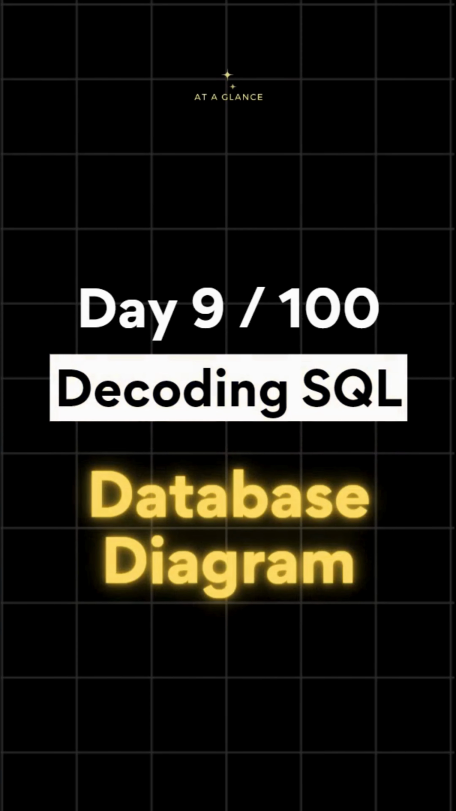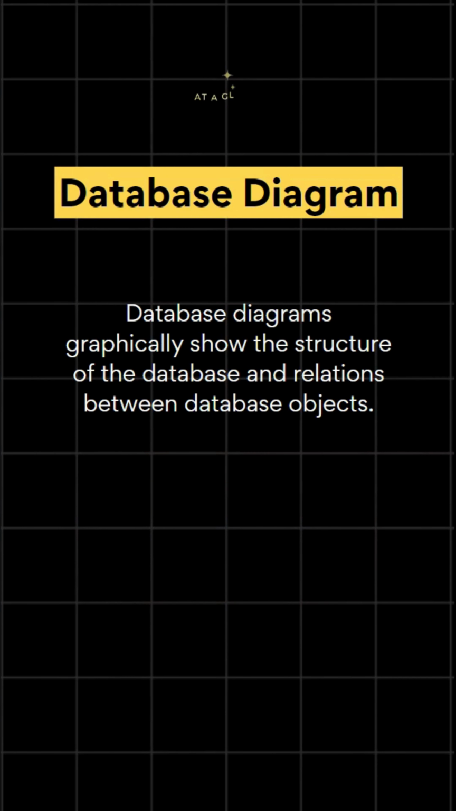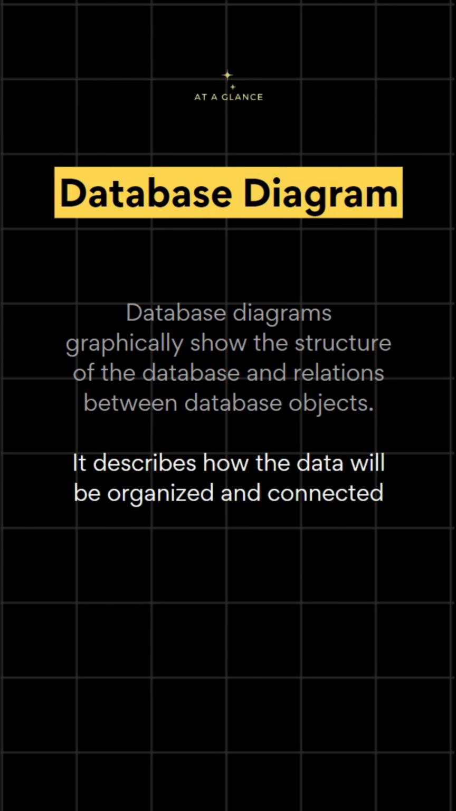Today, we'll see about database diagram. So basically, these database diagrams are graphical representations which show the structure of the database and relations between these database objects. So we already have seen some database objects earlier. For example, tables, rows. This particular database diagram graphically shows the structure of the database and all the relations that are associated with it. It describes how the data will be organized and connected with each other.